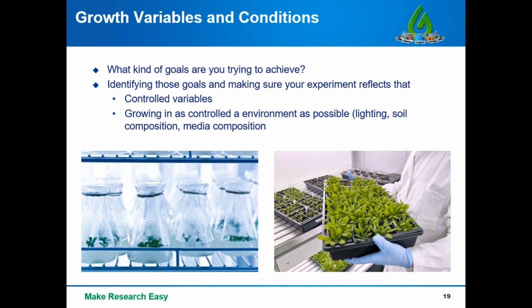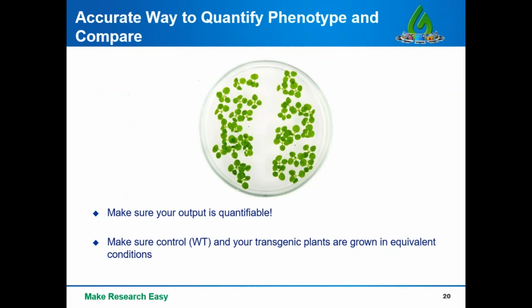And you'll also want to maintain that the media composition is prepped in the same manner across, because slight variations in concentration of nutrients in either can actually have a big effect on the phenotype seen in your plants. So these are just a couple of things you want to keep in mind when you're planning your growth assays. And lastly, with growth assays, you'll want an accurate way to quantify your phenotype and compare your wild type to your transgenic lines to each other. So you want to make sure that your output is quantifiable.